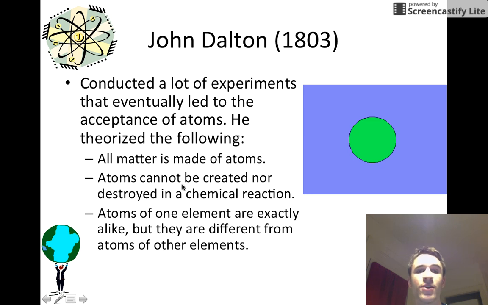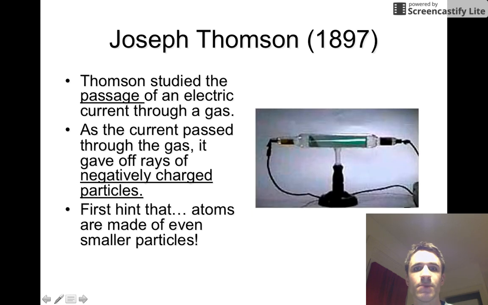Atoms cannot be created nor destroyed in a chemical reaction. You guys already know that. And atoms of one element are exactly alike, but they're different from atoms of other elements. In other words, every atom of hydrogen is like every other atom of hydrogen. Every atom of helium is like every other atom of helium. However, hydrogen and helium atoms are different. And that's what he came up with. But he still thought the atom looked like this, right? Basically just a circle, a very simple circle.